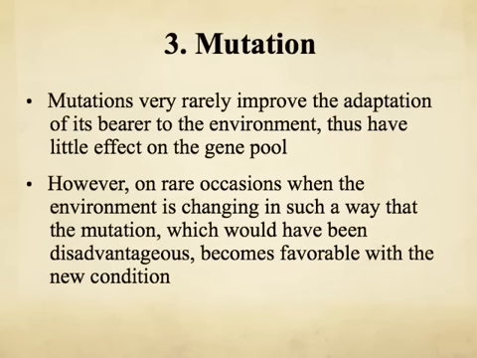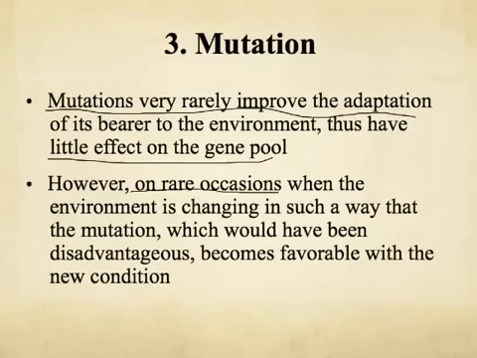So the last thing I wanted to let you know is that mutations very rarely are helpful. So most of the time, they don't really affect the gene pool. It's only on rare occasions that a helpful mutation will become very abundant in the population and become favorable. So occasionally, natural selection will act on them, but most of the time, they won't really have a big impact. So in the next video, we'll talk about the 4th and 5th thing that can affect the Hardy-Weinberg equilibrium.